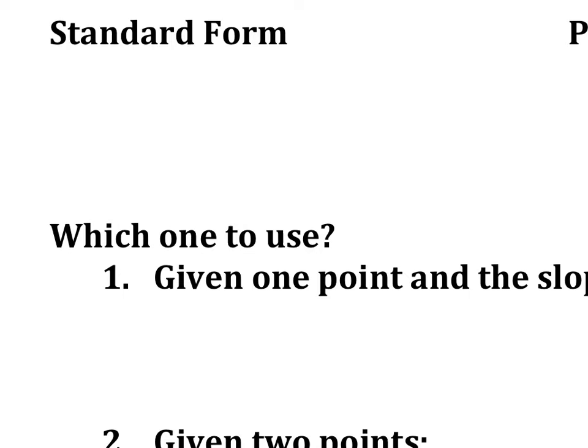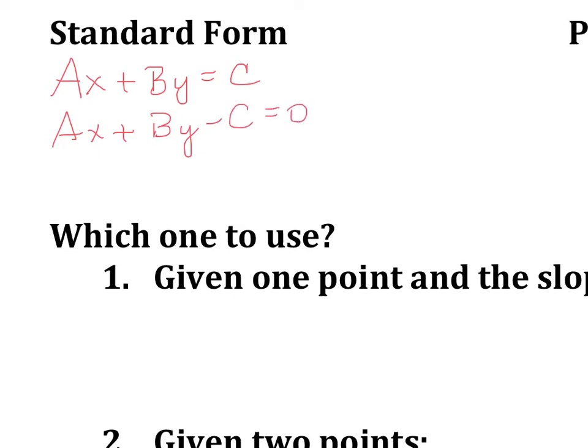It's also called general form. We have ax plus by equals c. Now some textbooks have ax plus by minus c equals 0. It doesn't matter which form you use. C represents a number, and it is what it is.